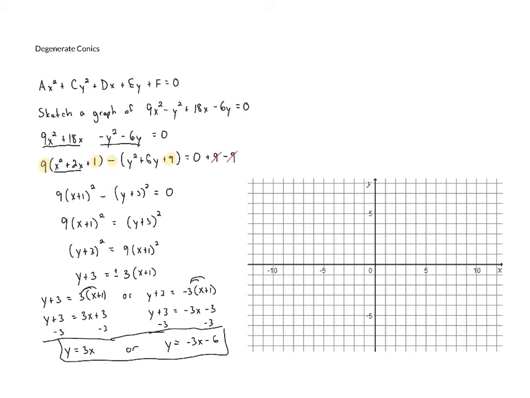Let's go through and plot these lines. y equals 3x is a line that has y-intercept 0 and slope 3. So it's going to look something like this. And then the other one, y equals negative 3x minus 6, is going to have a y-intercept of negative 6 and a slope of negative 3. It's going to go down 3 to the right, or up 3 to the left. So it's going to be moving in this direction.